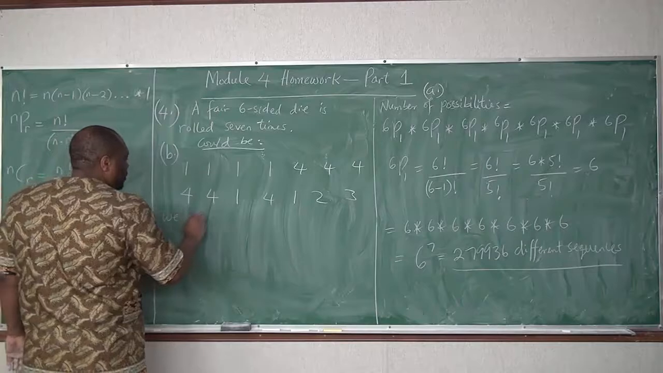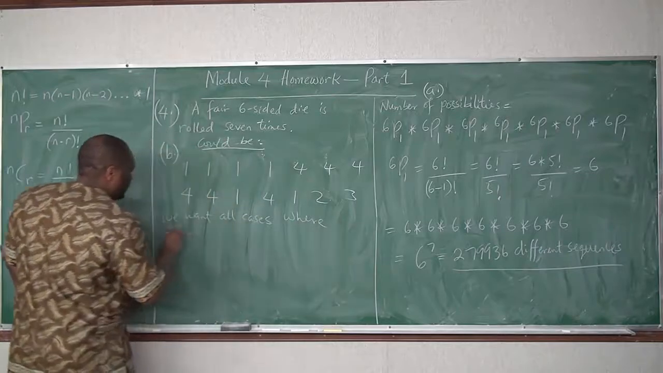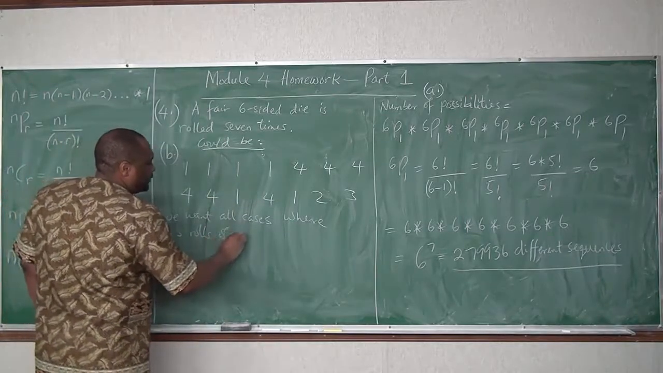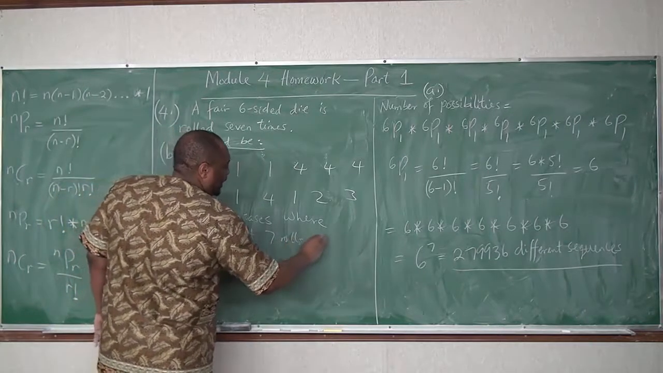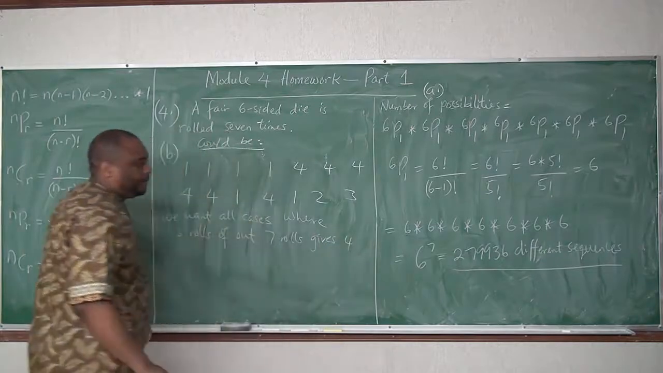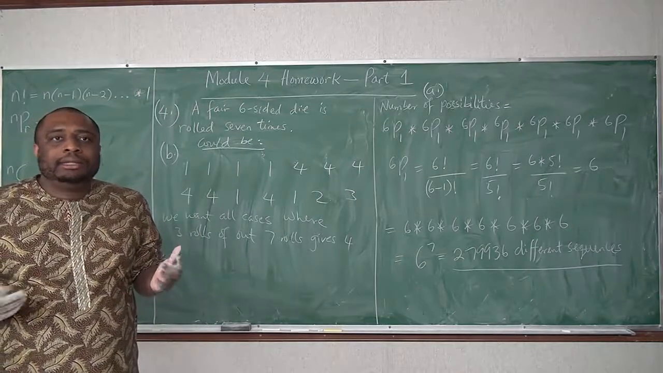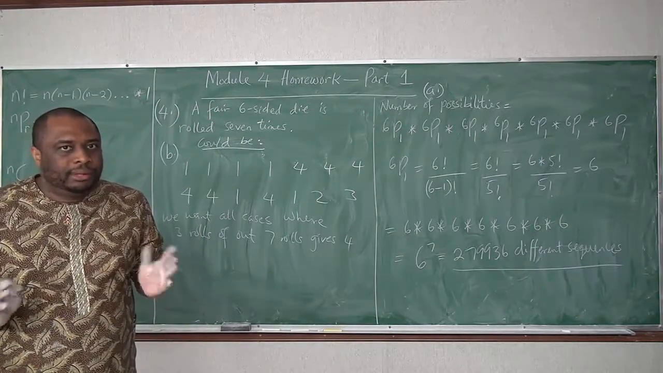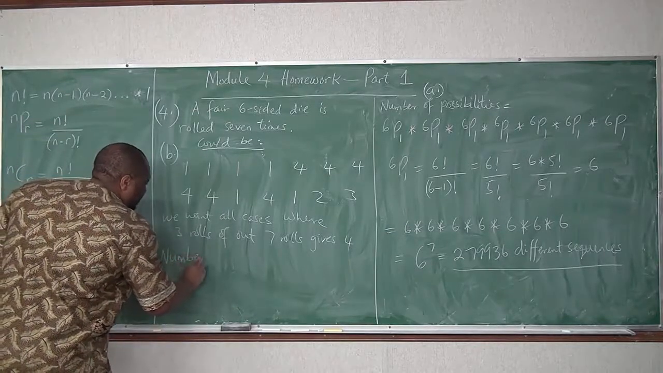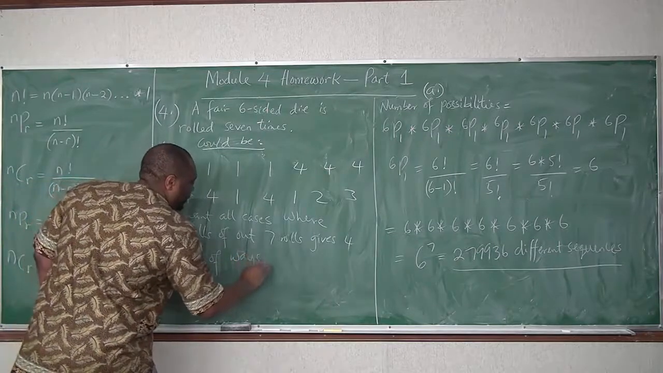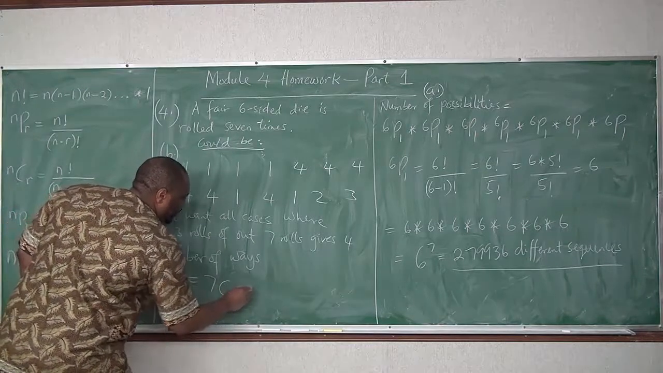We want all cases where 3 rows out of 7 rows give 4. That is not permutation. That is combination. So the number of ways would be 7 combination 3. Okay, we've not finished.